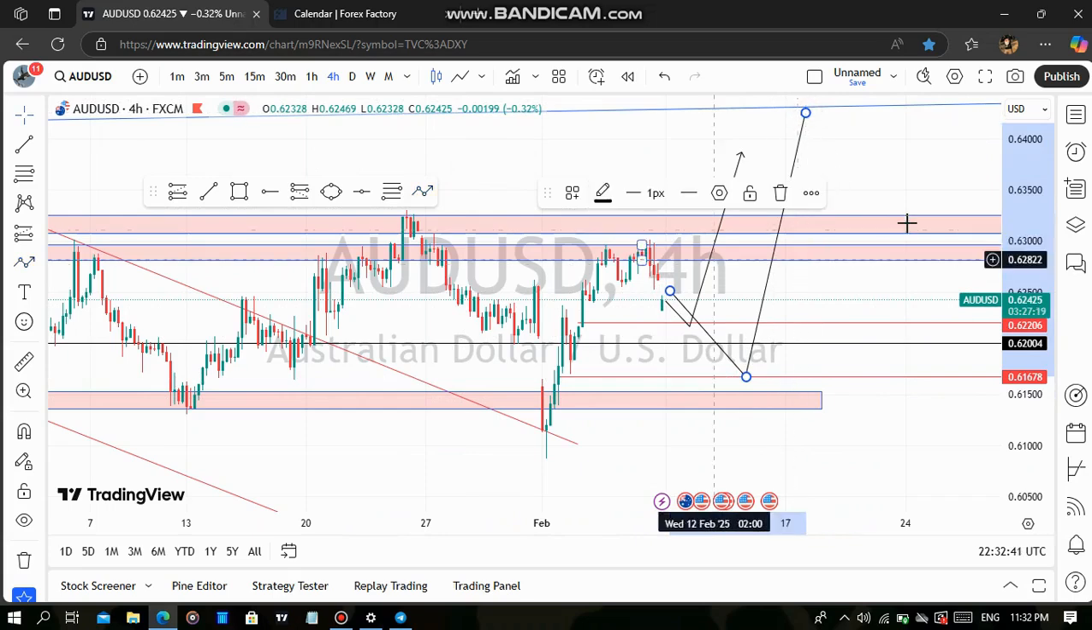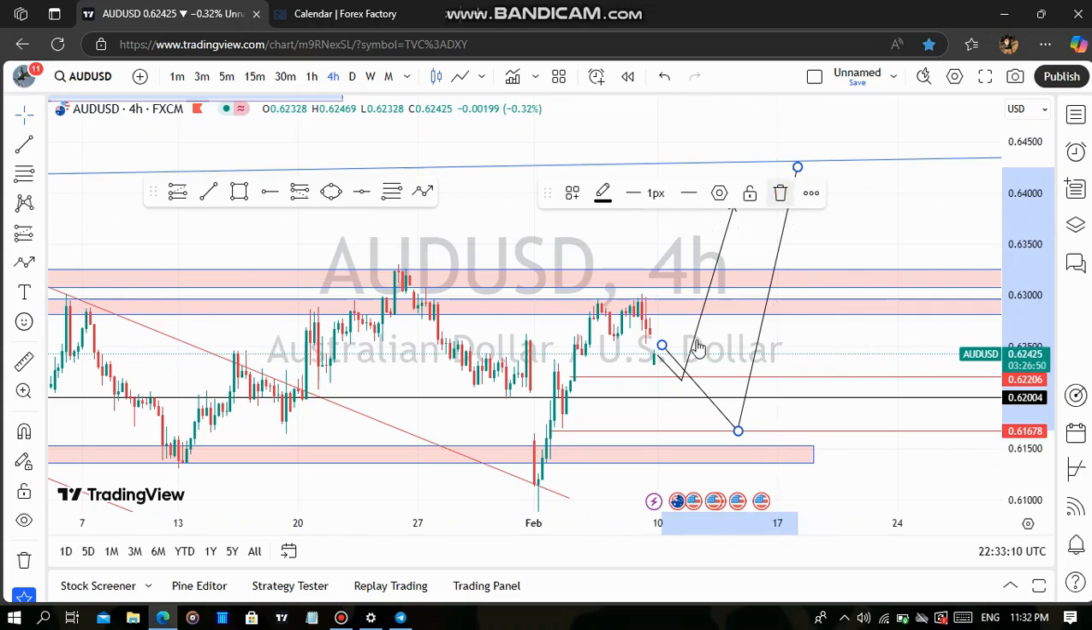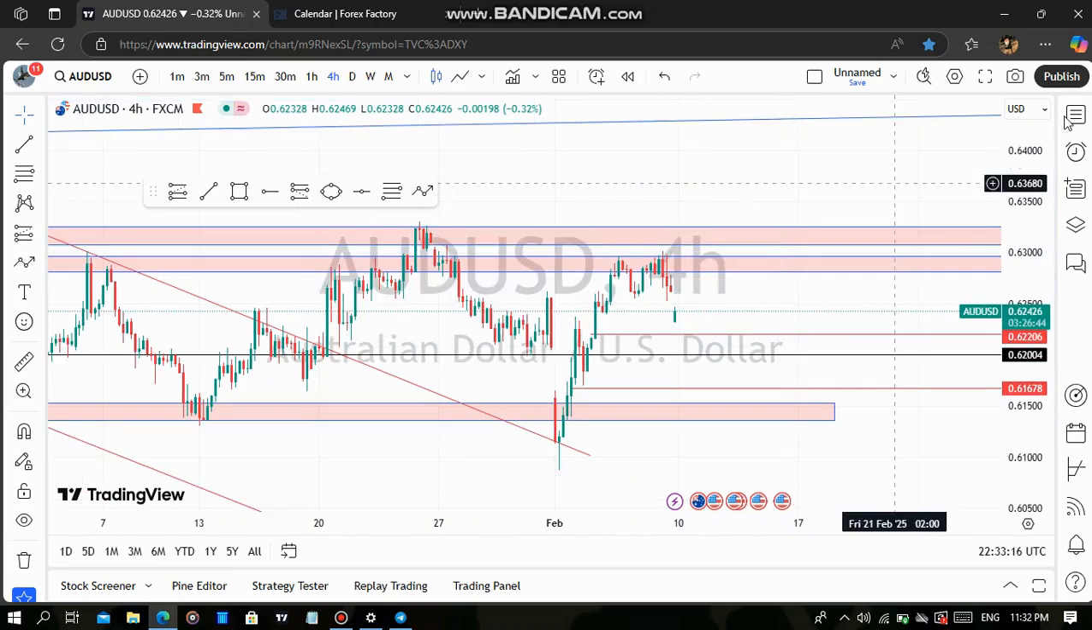However, my first TP will still be this resistance level. If there's an H4 candle rejection on this particular zone, my first TP will be this resistance. And if for any reason this resistance breaks to the upside, then this trend has changed from downtrend to uptrend, and we can begin to ride. So the charts for USD pairs are very clear now. All it requires now is patience.